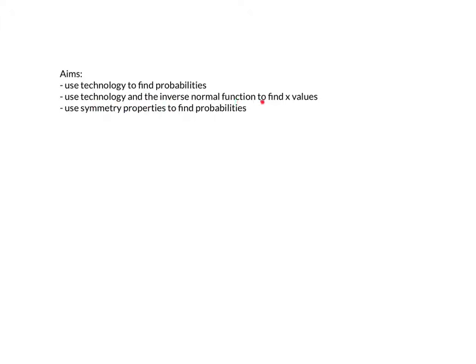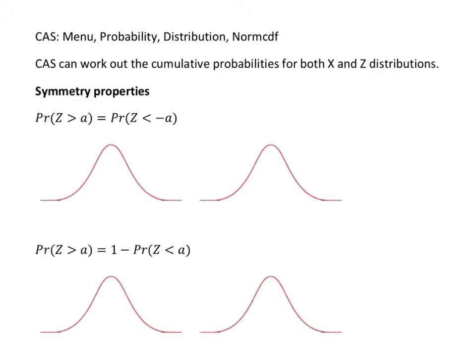Today we're looking at using technology to find probabilities for normal distributions, and using the inverse normal function to find x values when we're given probabilities. We're also going to use the symmetry properties to find probabilities. Now, your TI and Spire can find you normal cumulative probabilities for both x and z distributions. All you need to do is plug in your starting values and your ending values and it will work out the probability between them for you.